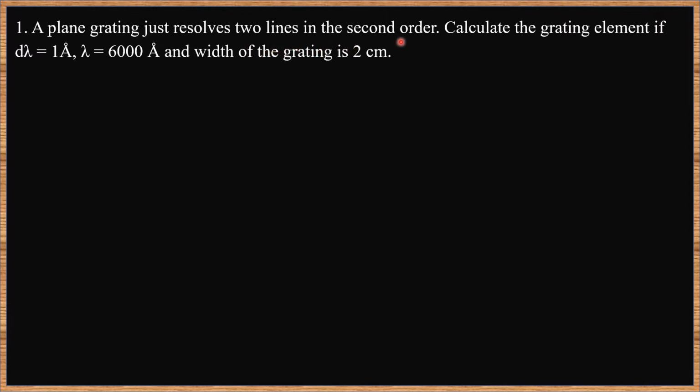order. Calculate the grating element if d lambda is equal to 1 angstrom and the lambda is equal to 6000 angstrom and width of the grating is 2 centimeter. Okay, so how can we solve this problem?